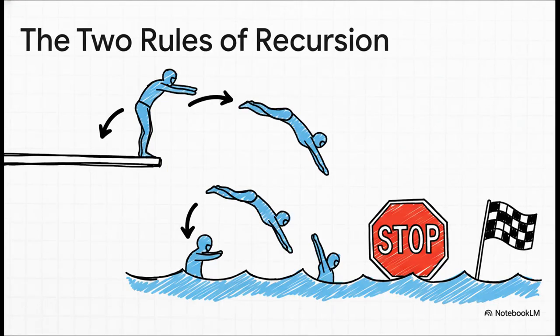Now, for this to work without just exploding, it has to follow two absolute non-negotiable rules. First, you need a base case. This is the stopping condition. It's the point where the problem is so simple, the function just knows the answer. Second, you need a recursive case. This is where the function calls itself, but, and this is the critical part, it calls itself with an input that gets it one step closer to hitting that base case.